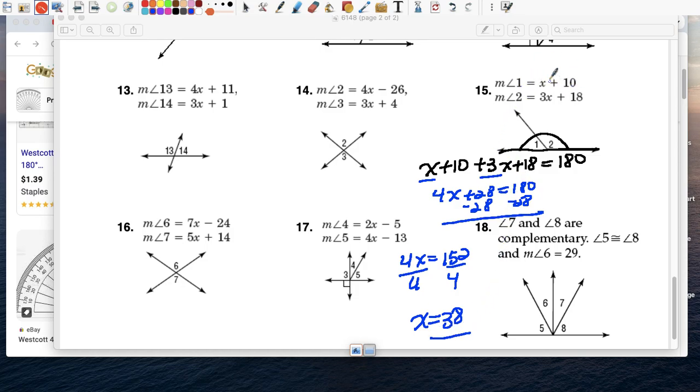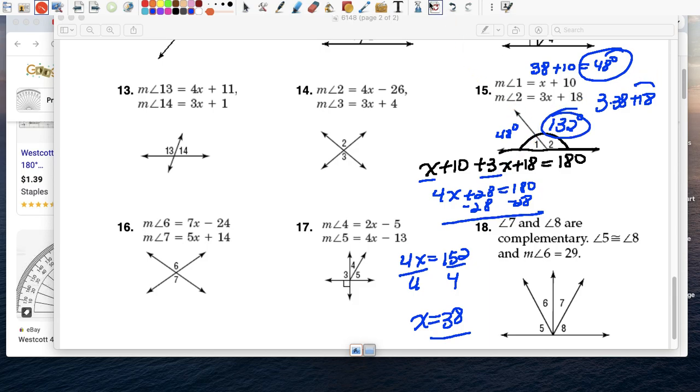Go back here for angle 1. Angle 1 says x plus 10, so instead of x, I'm going to replace it with 38. So we're going to get 38 plus 10. So angle 1 is 48 degrees. To find angle 2, you're going to do 3 times 38 plus 18, and that's going to give you 132 degrees. So double check. These two added up should be 180, so just add 48 plus 132. Does it give you 180? It does, so you know these two are correct.